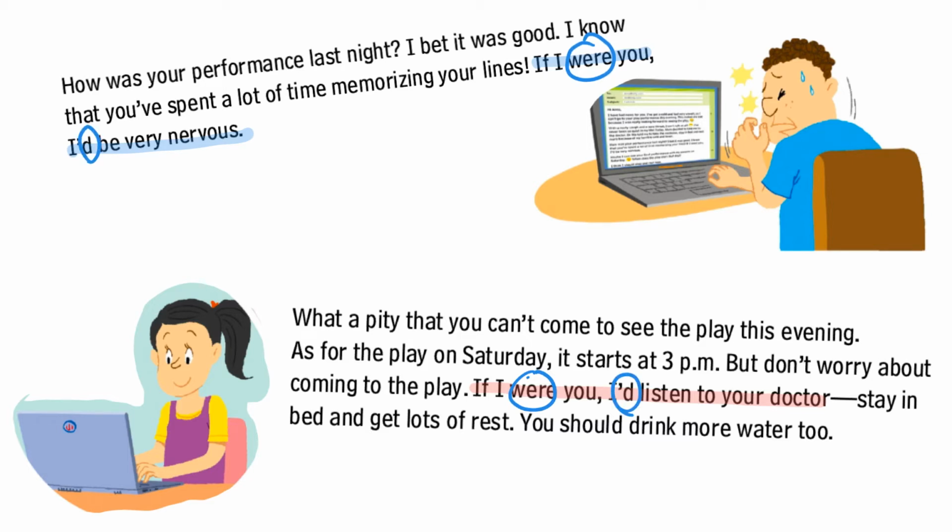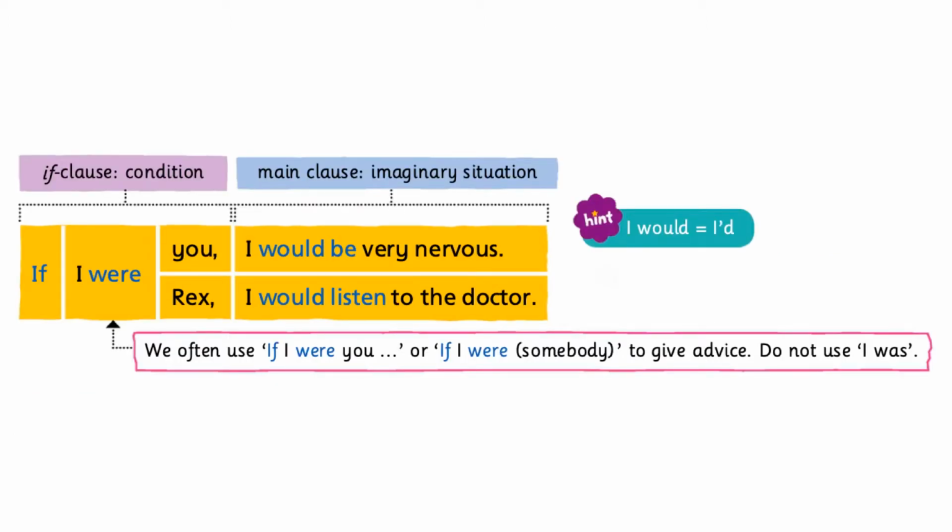Here, we can use if to talk about situations that are not real. Look at the grammar table. Pay attention to the boxes in purple and blue. If clause, condition. Main clause, imaginary situation. If I were you, I would be very nervous. If I were Rex, I would listen to the doctor.